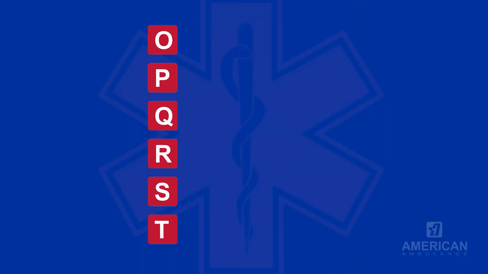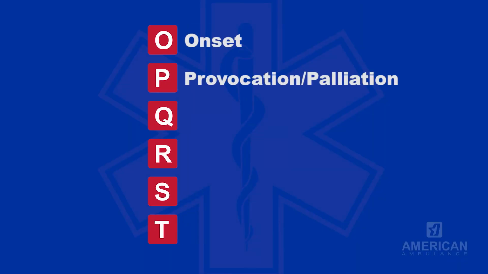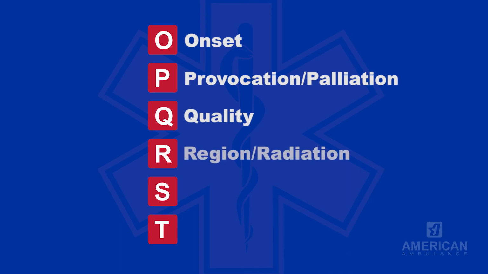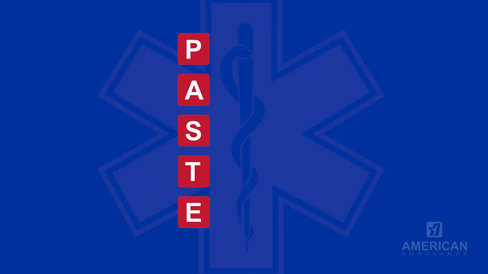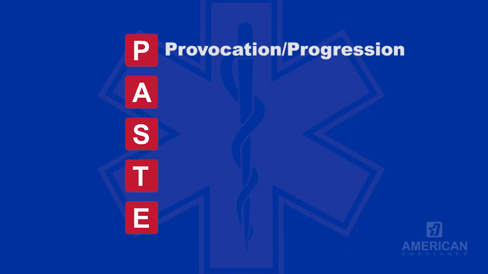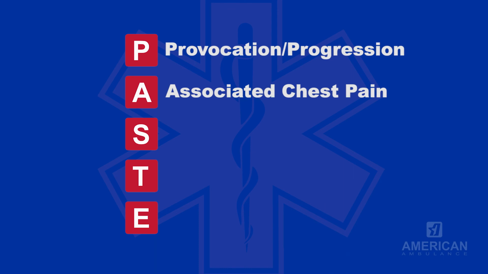When you continue on with your assessment, you're going to be doing your OPQRST. That includes onset, provocation or palliation, quality of the pain, region or radiation of the pain, and severity, also time of onset. Also included in that for respiratory problems would be PACE, which is provocation or progression, associated chest pain, sputum, time of onset, and exertion.